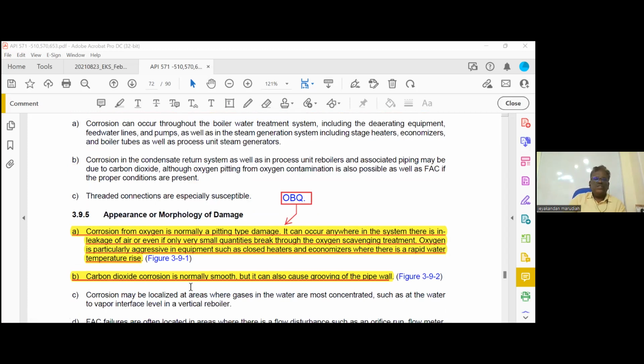Then carbon dioxide corrosion, that is carbonic acid, can also cause grooving in the pipe wall. That is also important. So oxygen corrosion will be pitting. Carbonic acid corrosion will be grooving. Grooving, like making a line.